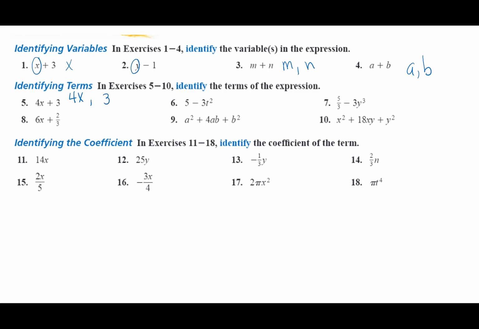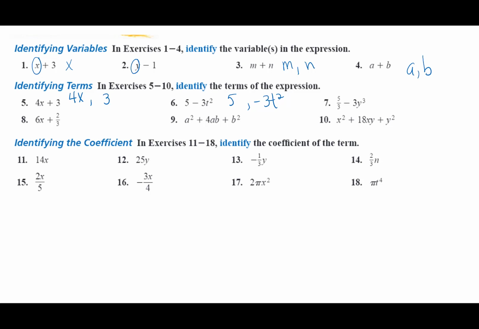Okay, we can move right on to 6. 5 is the first term, and negative 3t squared is the second term. I want you to notice that in number 6, I did use the subtraction sign as a negative sign. Go back to number 5. I didn't mark that the 3 was positive because if a number doesn't have a negative sign out front, it's safe to assume that it's a positive number.